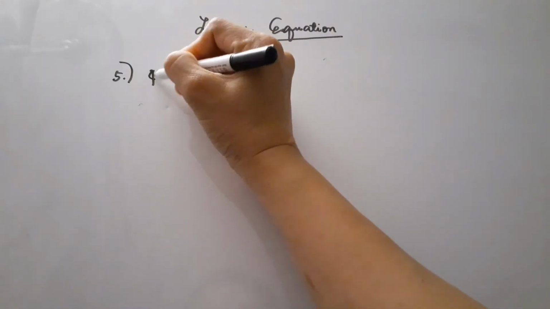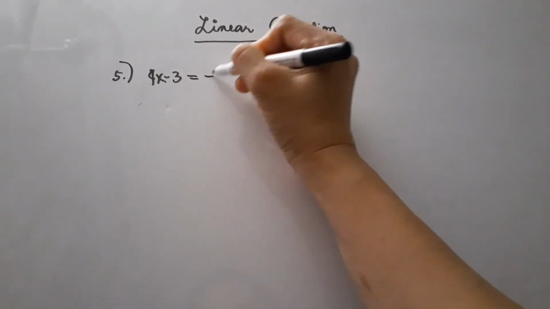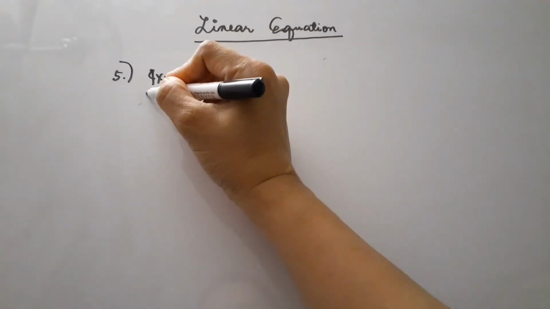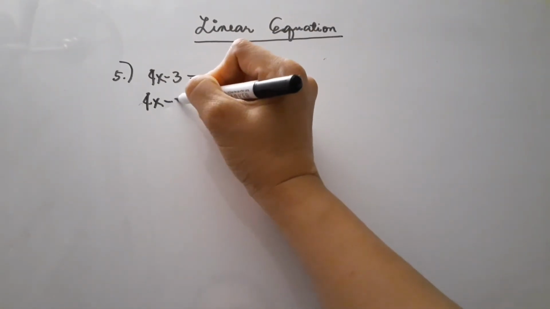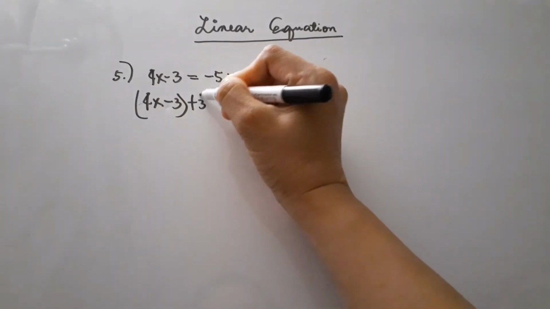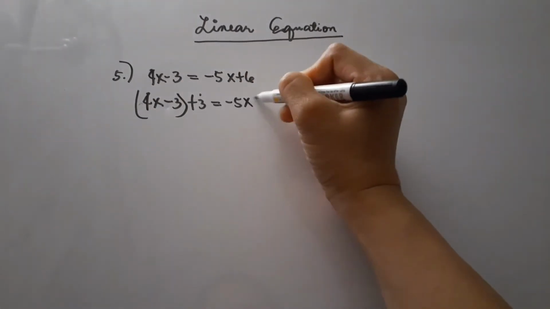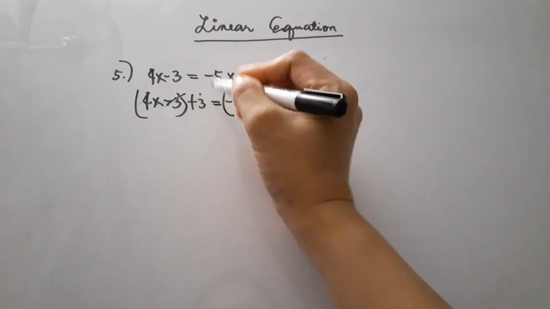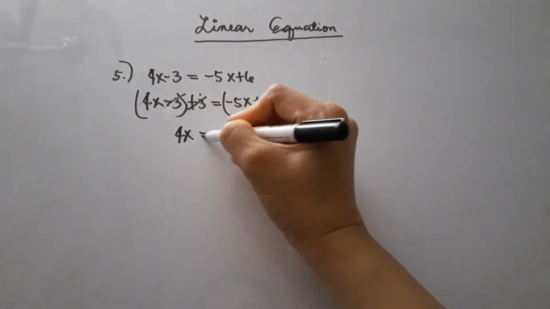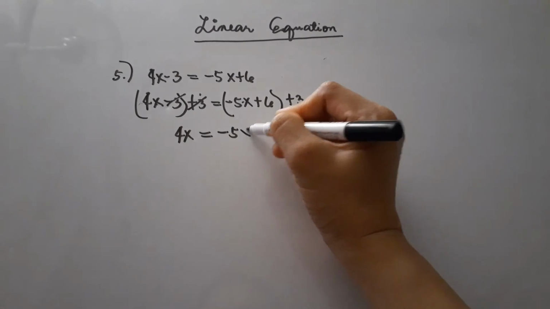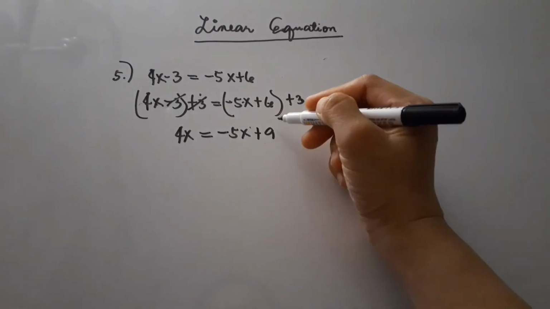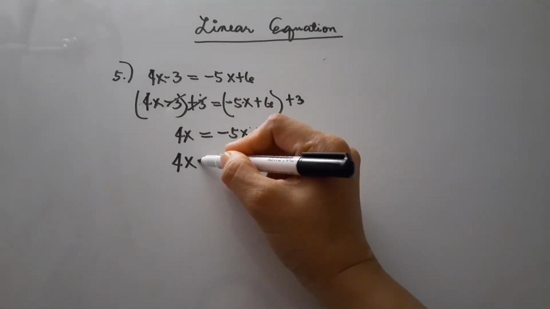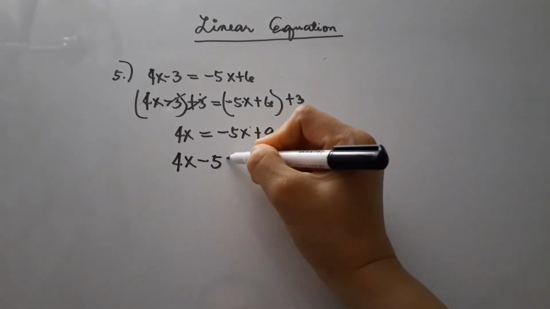And then let's have another exercise, number 5. We have 4x negative 3 is equal to negative 5x positive 6. So let's see, to isolate the value of x, we should add both sides by positive 3. So we have negative 5x plus 6, both sides we add 3. So we cancel out negative 3 and positive 3. The remaining is 4x. And then negative 5x, positive 6 plus 3 becomes positive 9. And then we divide both sides by 4.